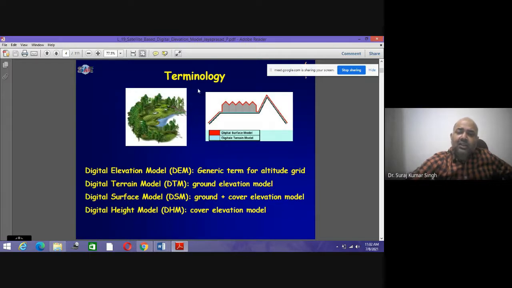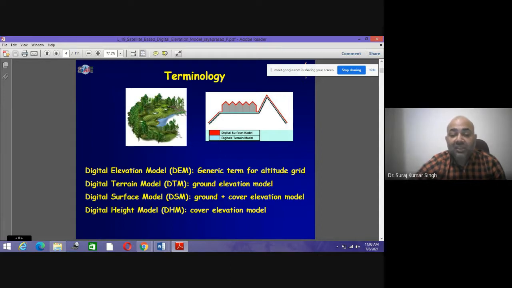So some of the terminologies that we generally use in the day-to-day exercise in remote sensing, GIS or urban planning. One is digital elevation model, which is the generic term for the altitude grid. Then you have got the digital terrain model, that is called DTM. DTM corresponds to the ground elevation model. Then you have got the DSM, that is called digital surface model, that is the ground plus cover elevation model. And then you have got the digital height model, that is said as DHM, that is the cover elevation model.